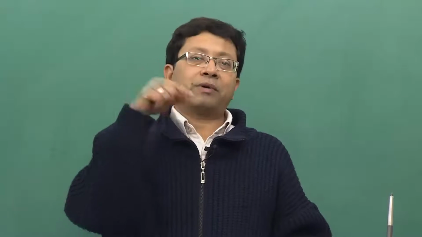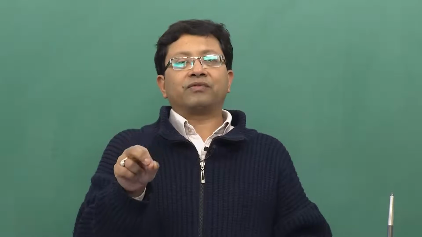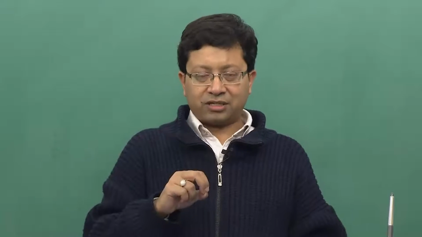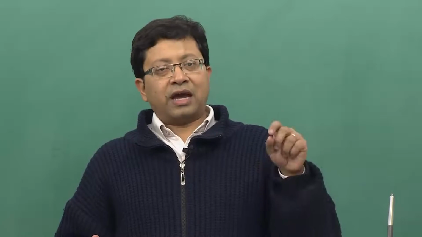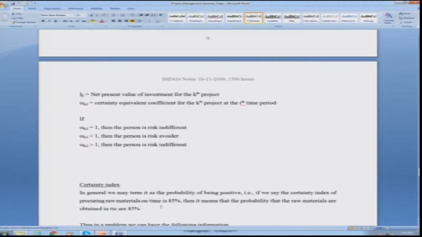Going back to the moped problem, it was 12% for each time period; consider it is not 12, it is 10, 11, 9, 13, whatever it is. These interest rates have to be adjusted considering R F is fixed, and this adjustment comes into the factor alpha, which, as I mentioned a few minutes back, is the certainty equivalent. If alpha k t is 1, then the person is risk indifferent. If it is less than 1, it is a risk avoider, and greater than 1 means the person loves the risk.